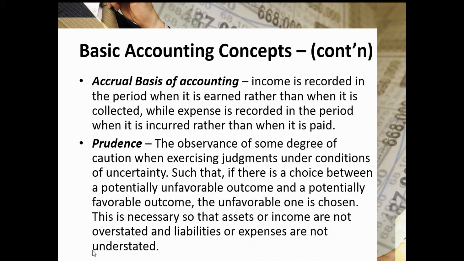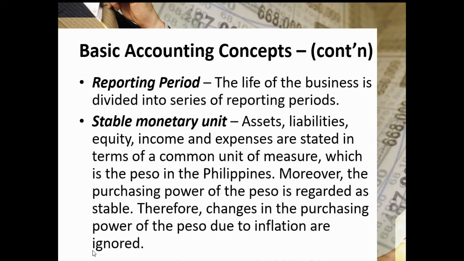not understated. So, hindi masyadong magiging malaki yung asset or income mo, hindi rin naman masyadong maliit yung liabilities or expenses mo. Kasi kung mag-estimate ka, kumbaga, yung unfavorable ang pipiliin mo kaysa yung favorable. Parang kapag nag-estimate ka ng magagastos mo, dapat naka-maximum na siya. Hindi yung minimum na pwede mong magastos. So, ima-maximum mo na siya. So, yun yung prudence or conservatism.